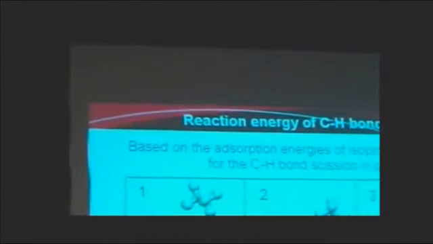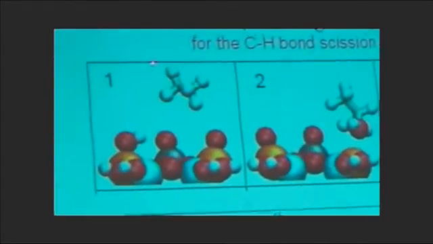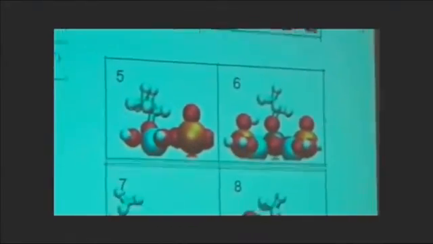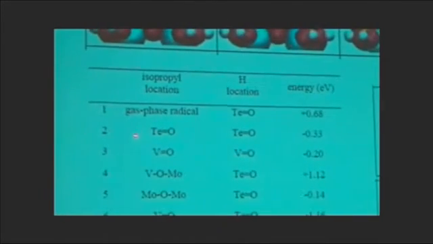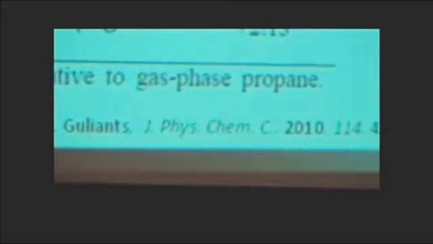So, we have also, based on the product states obtained from various other catalysts, checked the various possibilities of product state on the surface of this catalyst. We have considered 8 possibilities, for example, starting from propane entering as a gas phase radical onto the surface of the catalyst, and then with isopropyl location on tellurium oxo and hydrogen location on tellurium oxo, and the interchange and the reverse of this one, and also on the bridging oxygens, and also on the tellurium oxo.